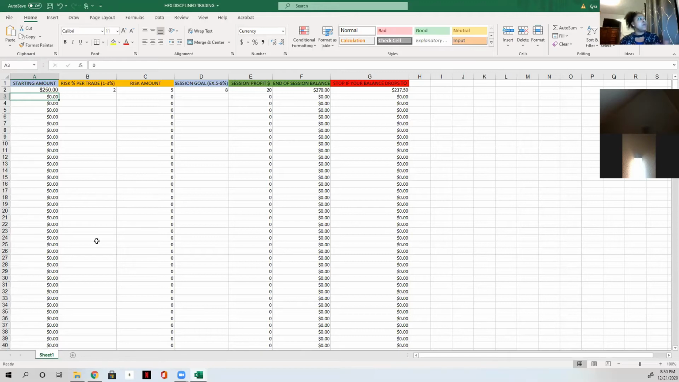Okay. So pretty easy. You're going to put in your starting amount. I'm going to say we're starting with a $250 HFX account. Beautiful. Our risk per trade, I'm going to tell you right now, should honestly be about 2%. Some people like to do 1 to 3%. That's fine. I usually stick with a flat 2%, which means I'm only going in with a $5 trade.